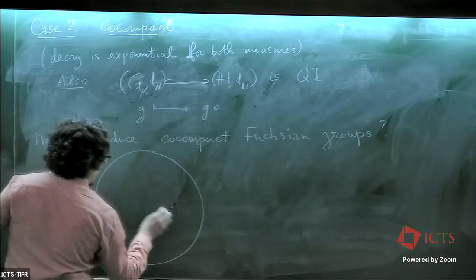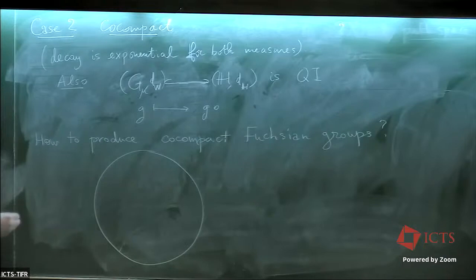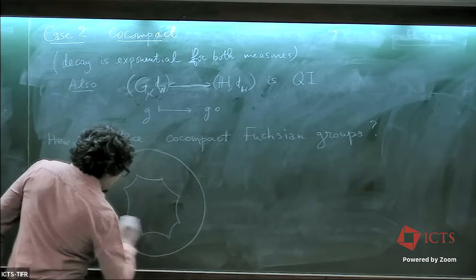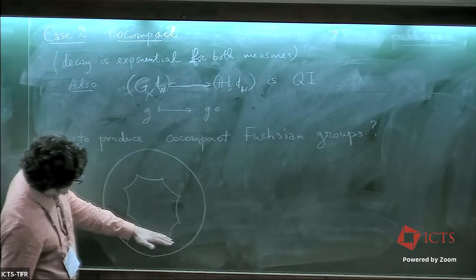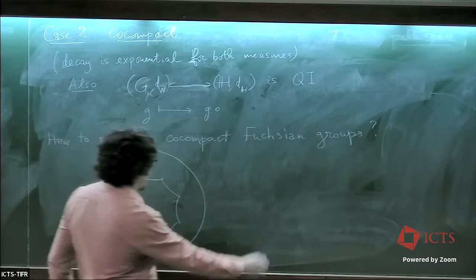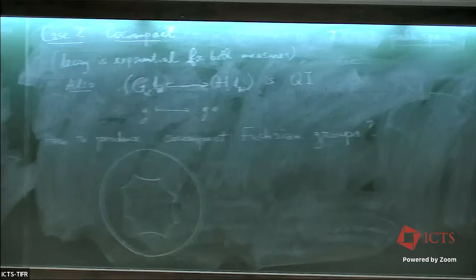Well, we go back to the original idea of Poincaré, basically, which is we take a hyperbolic polygon, so for instance an octagon, okay? And then we construct the group that identifies certain sides. Okay, so the actual pairing that we consider is the following. So I write down already the setup for the theorem.